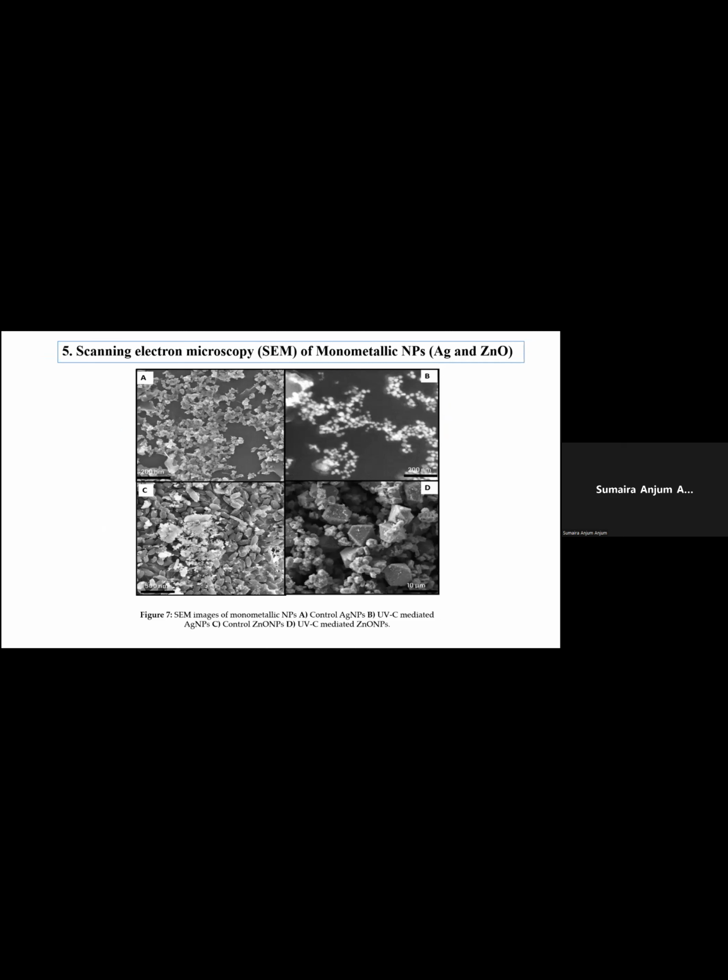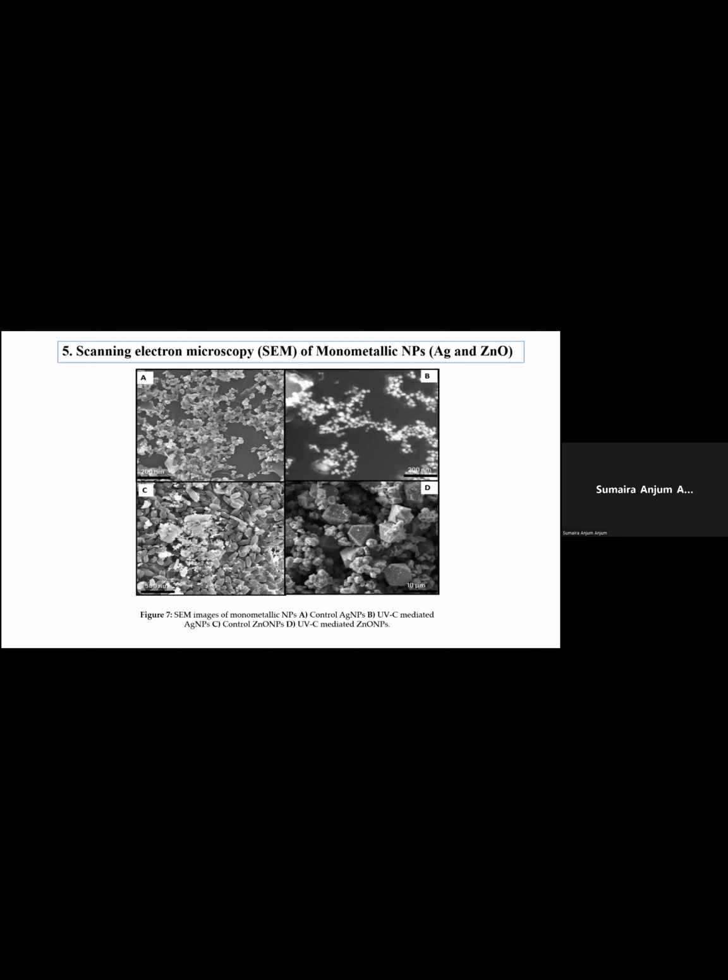To find out the morphology, specifically the shape and size, of the synthesized monometallic and bimetallic nanoparticles, we performed scanning electron microscopy. In scanning electron microscopy, this figure 7 represents the shapes of the monometallic nanoparticles. A is the control, in which the nanoparticles had no exposure to UVC radiation, while in B, there was irradiation with UVC light. We can see a huge difference between the unirradiated and the UVC-irradiated silver nanoparticles.